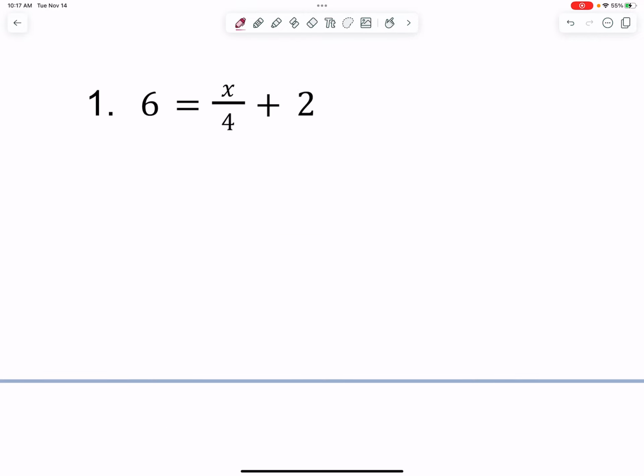The first one is 6 equals x divided by 4 plus 2. I don't have anything to simplify on the left. On the right, I have two terms, but this 2 is just a plain old 2. There's not an x behind it. So I cannot combine the 2 with the x over 4. What does that mean? Well, that means I can put in my wall and start working to isolate our old pal x.